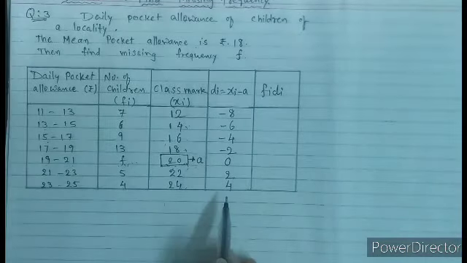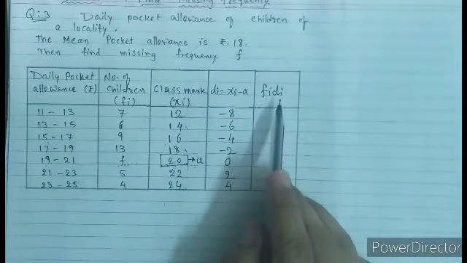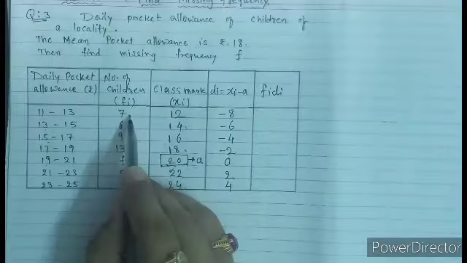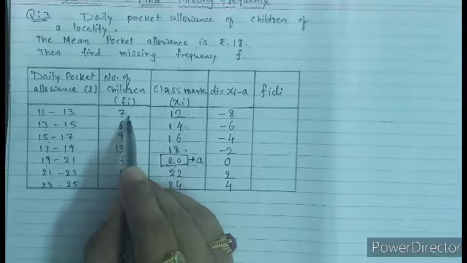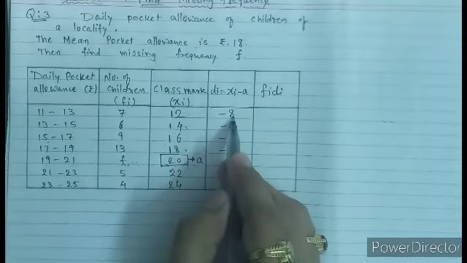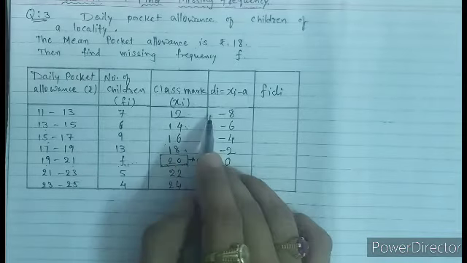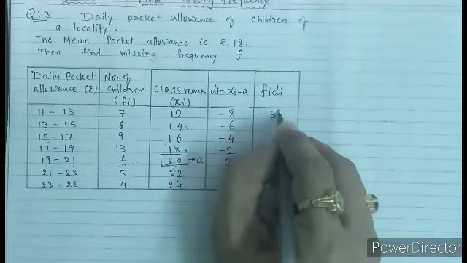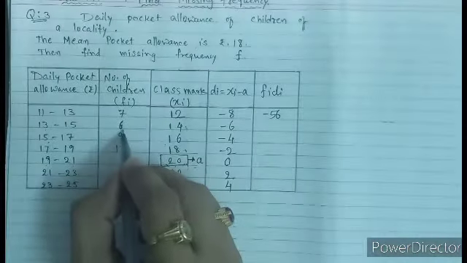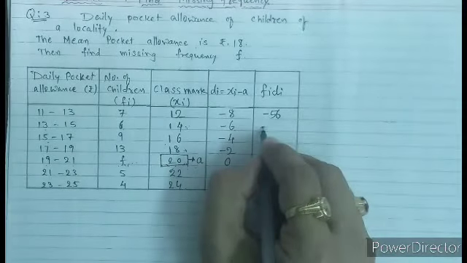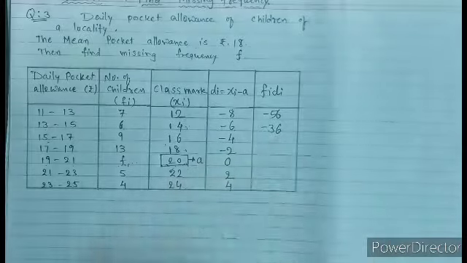Now after getting di, we have to get fi di. We know that fi di means the product of fi and di. For the first class, fi equals 7, di equals minus 8. So fi multiplied by di equals 7 multiplied by minus 8. It is minus 56. The next, fi equals 6, di equals minus 6. 6 into minus 6 is minus 36.